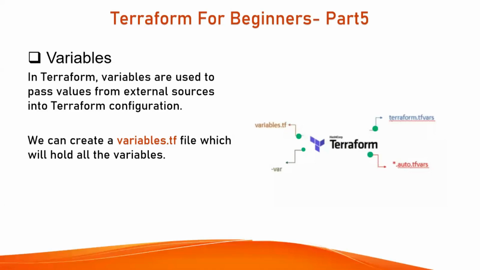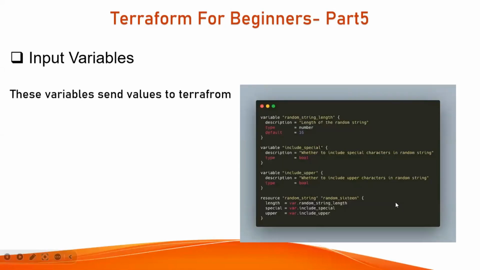Now let's move to our first variable, which is called the input variable. These variables send values to Terraform. I have defined a variable block, and it has a description, type, and default. Remember, the description can be anything. Type can be string, boolean, number, whatever you want. Don't worry, I will walk through the types in the variables session.